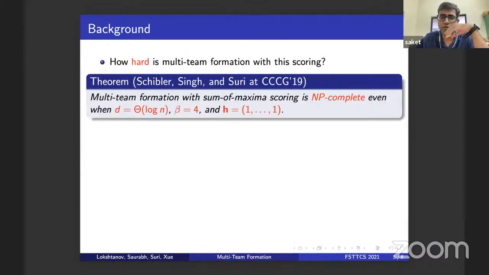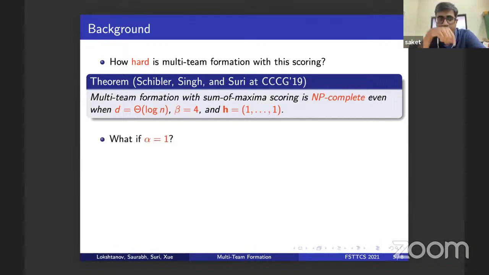So earlier, in 2019, Skylber, Singh, and Suri et al. showed that multi-team formation with sum of maxima score is NP-complete, even if you take dimension log n, beta equal to 4, and the scoring function is 1, 1, 1. So you are just summing the score from each skill, where you just take the top candidate with the particular skill.